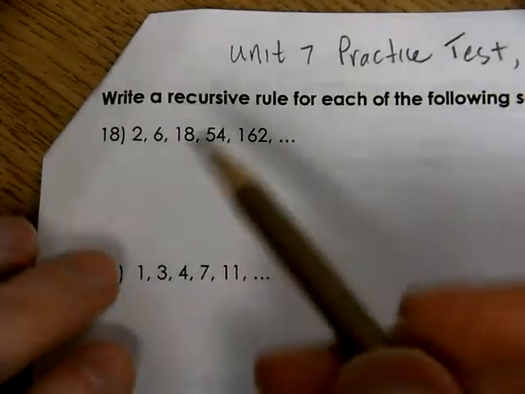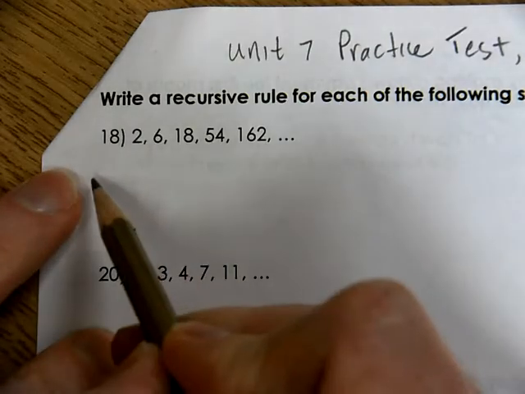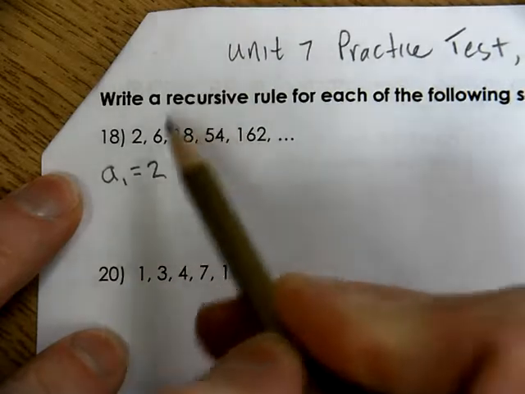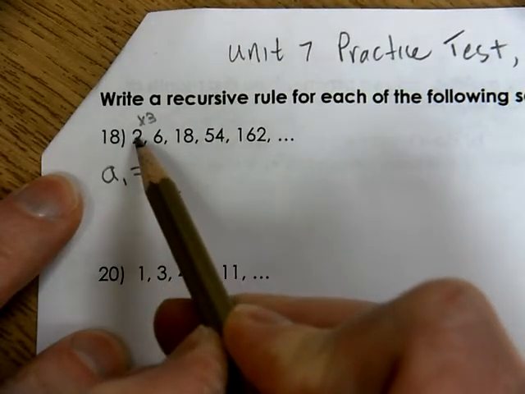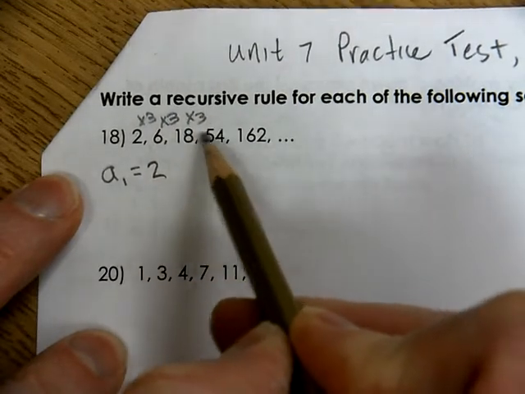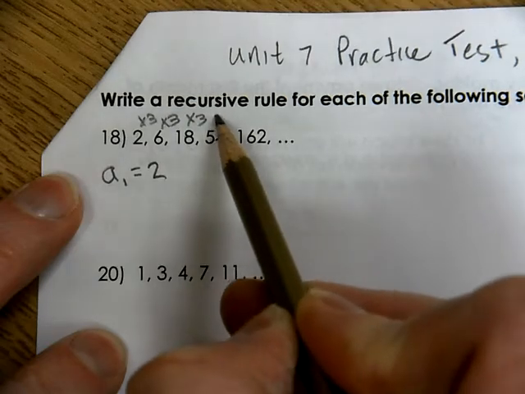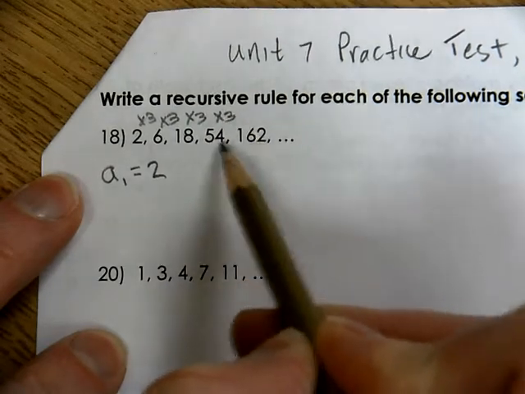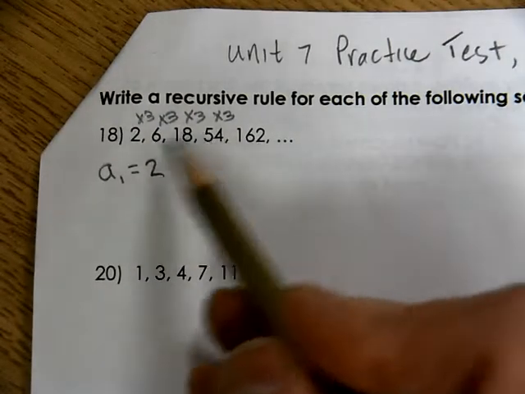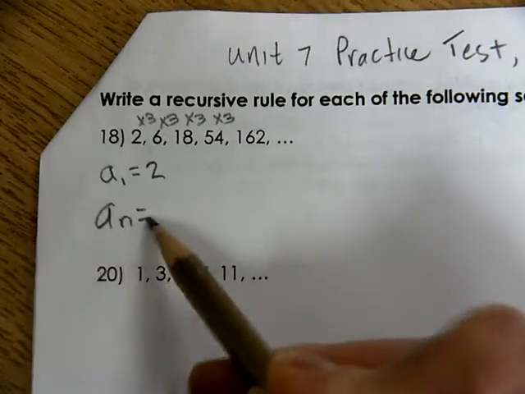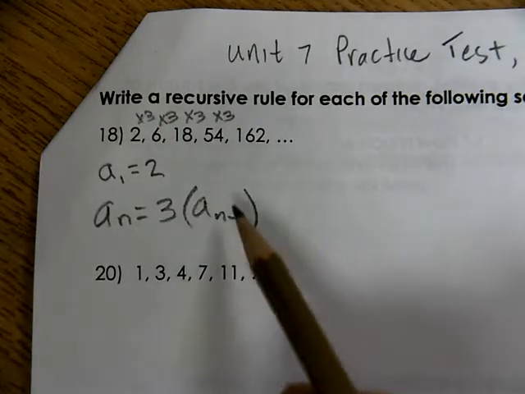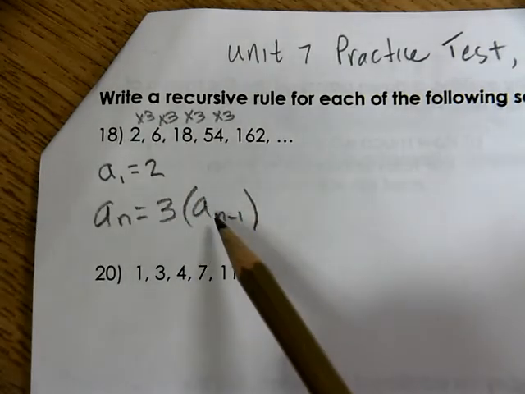We're going to write a recursive rule. Remember, a recursive rule has to have the first term written down. I notice that I'm multiplying by 3. 2 times 3 makes 6, times 3 makes 18, times 3 makes 54, times 3 makes 162. So I'm multiplying the previous term by 3 every time. So 3 times a of n minus 1. A of n minus 1 means the previous term.